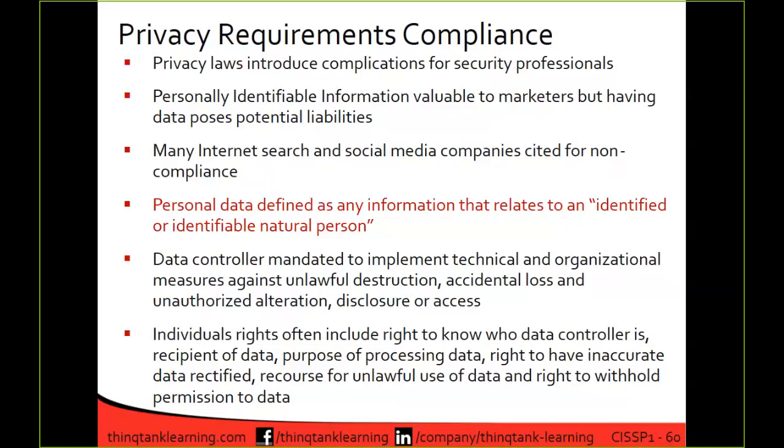All right? So that concludes that portion of the lesson. We're going to move on and take a look at some global legal and regulatory components, and then we'll continue on.